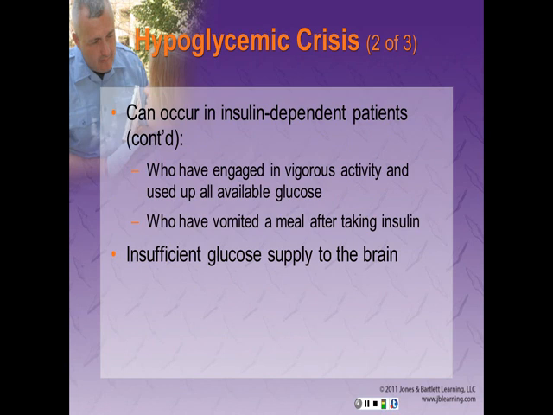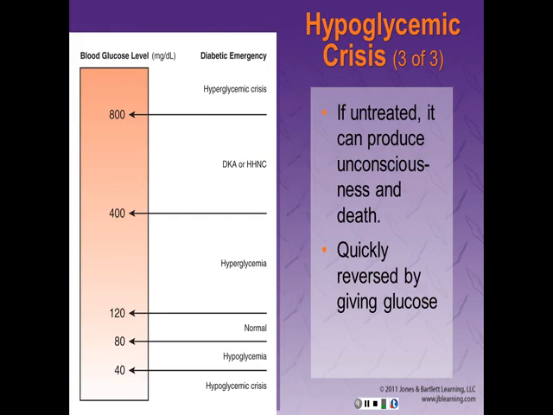There may not be enough glucose to supply the brain, and we need to treat quickly to avoid brain damage. If untreated, it can produce unconsciousness and death, and the condition is quickly reversed by giving the patient glucose.